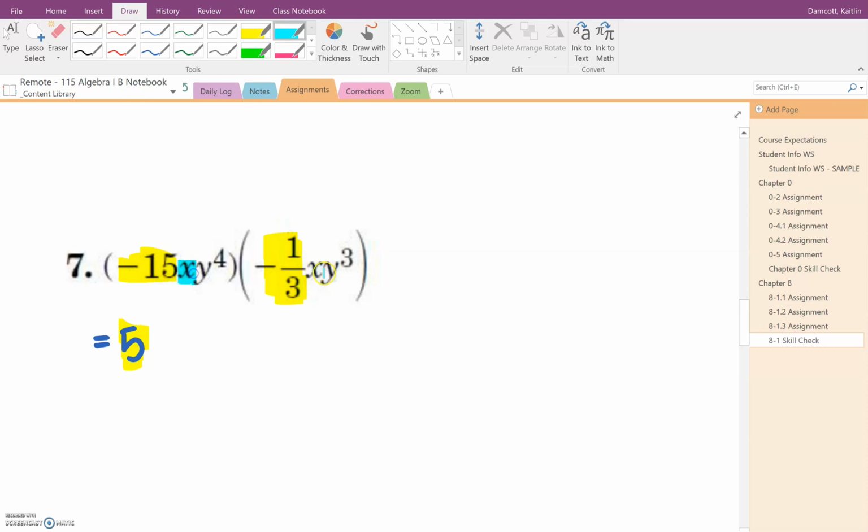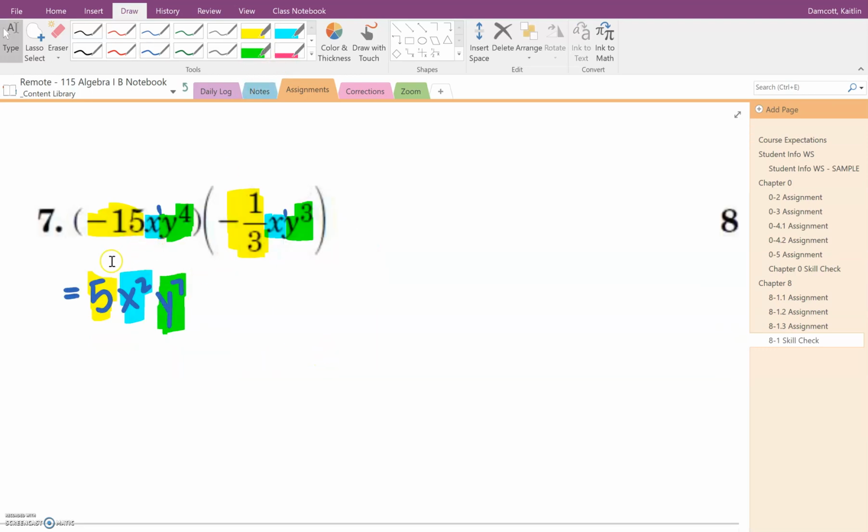Then I've got an x and an x. So again, these are phantom 1s up top. So we have x, 1 here and 1 there. So we have a total of 2 x's. And then we have a y to the 4th and a y to the 3rd. Meaning we have a total of 4 plus 3, which would be 7 y's. So your answer to number 7 is 5x to the 2nd, y to the 7th.